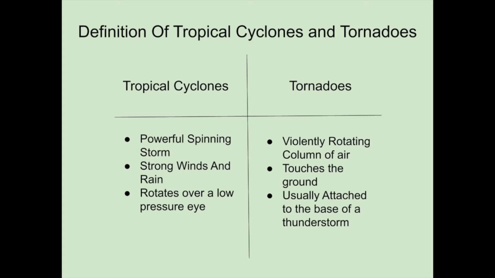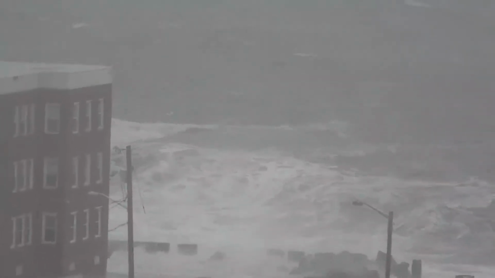First, let's define what is a tropical cyclone and what is a tornado. A tropical cyclone is a powerful spinning storm that contains strong winds and rain above the ground that swirl around a low-pressure eye. While a tornado is a violently rotating column of air touching the ground, usually attached to the base of a thunderstorm. Wind speeds and size.